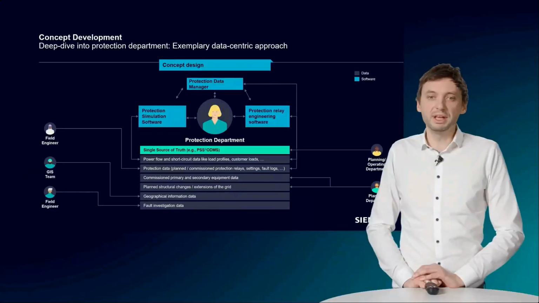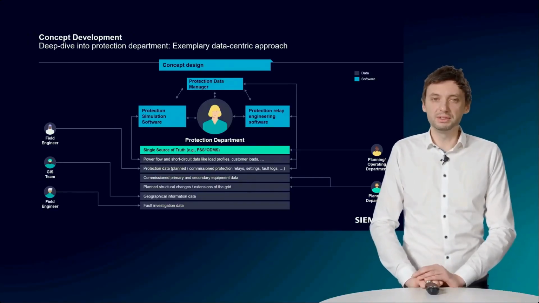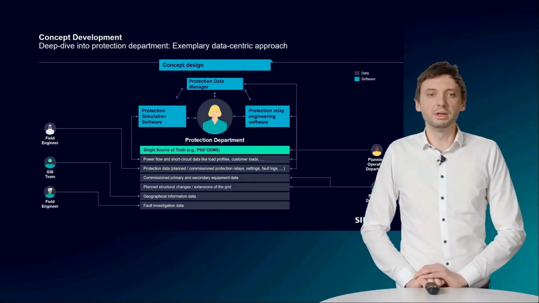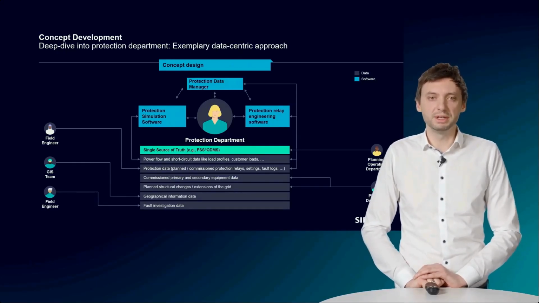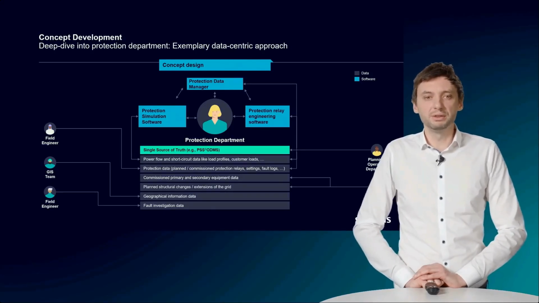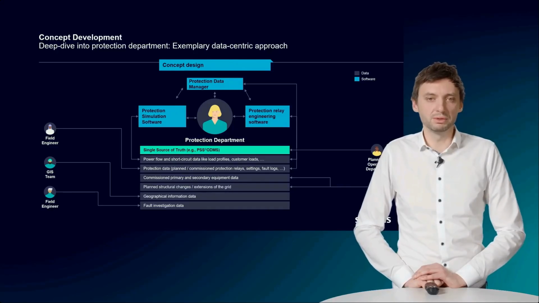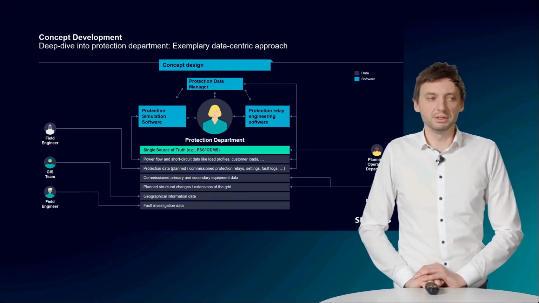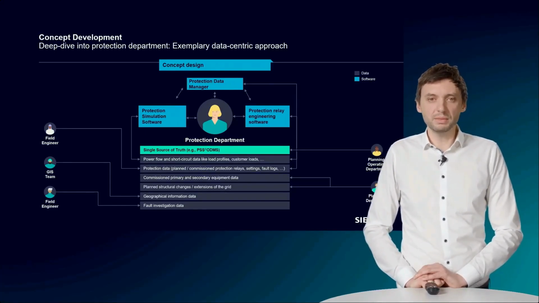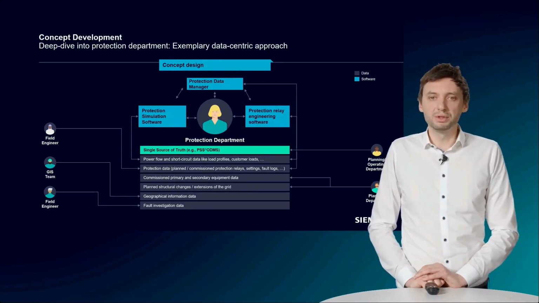However, not everyone has access to all of these data. Only to the relevant data. The GIS team can upload all the geographical information data, but they don't have access, for example, to the planned structural changes of the planning department if it's not necessary in the process. And also on the other side, let's focus on our protection department.